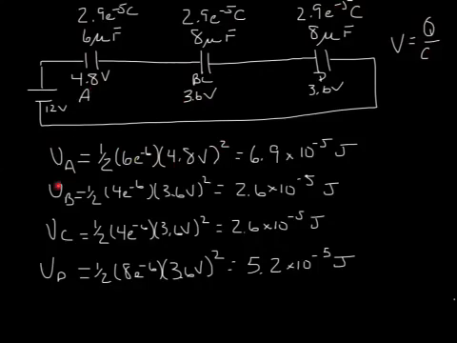Here we've broken B and C back out into their parallel components, and we know that if B and C are in parallel, they have the same voltage. That voltage is 3.6 volts. So we can take 1/2 times 4 times 10 to the minus 6 times 3.6 volts squared equals 2.6 times 10 to the minus 5th joules. Exact same equation for capacitor C, because they had the same magnitude as capacitor B. And lastly for capacitor D here, we have our 8 microfarad capacitor times 3.6 volts squared divided by 2 gives you 5.2 times 10 to the minus 5th joules.